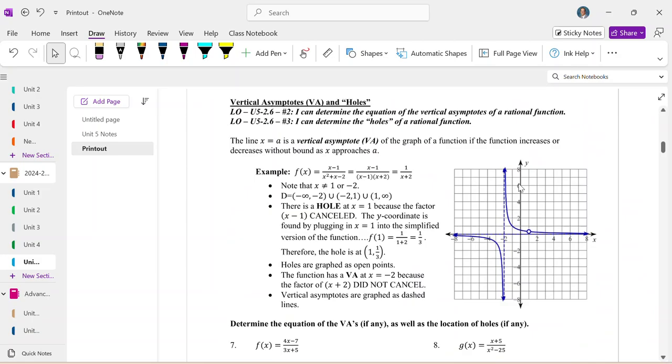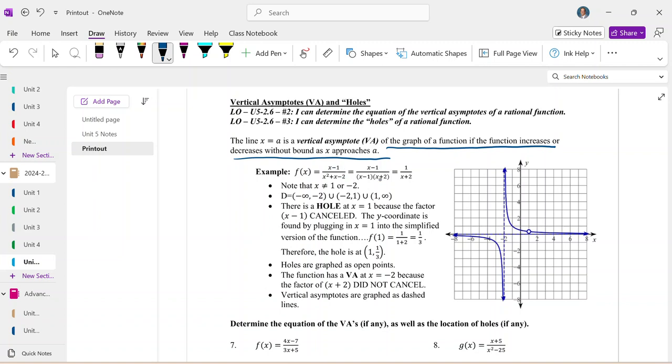All right, so why is it important to know the domain? Well, the domain can tell you where you have what are called vertical asymptotes and or holes in the graph. A vertical asymptote is, you have a vertical asymptote for the graph if the function increases or decreases without bound as x approaches a number. Well, how do you tell?